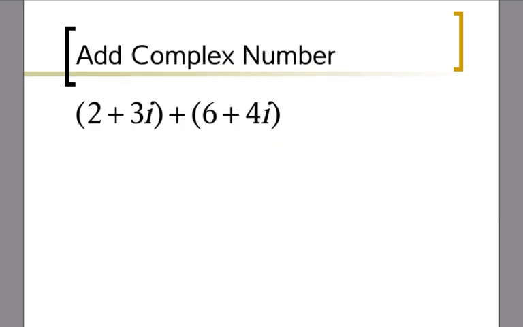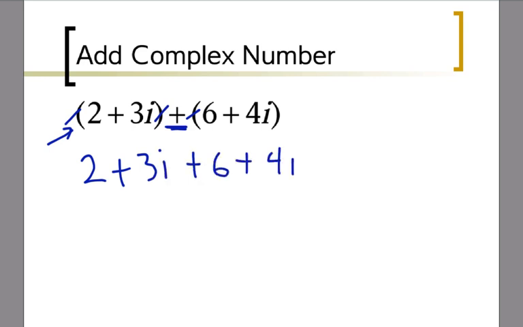So now we're going to work on adding complex numbers. When I add complex numbers, it's just like adding any other like terms that you've ever added in algebra. Notice they give you parentheses. Those are just to confuse you. Just get rid of those parentheses here, because they don't serve any purpose with a plus sign in the middle. So I can rewrite it to be 2 plus 3i plus 6 plus 4i.